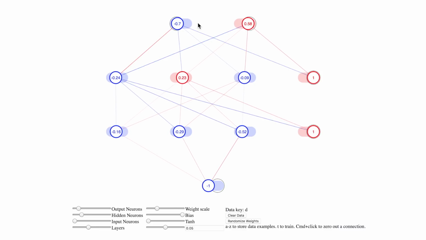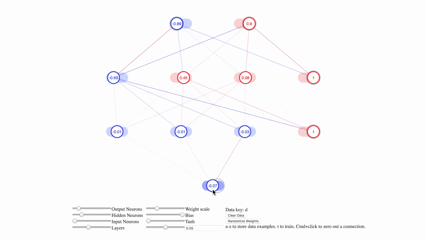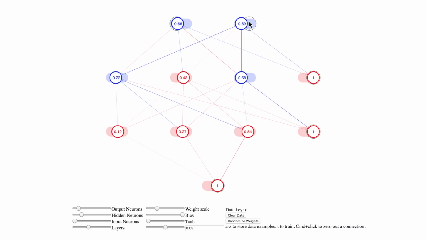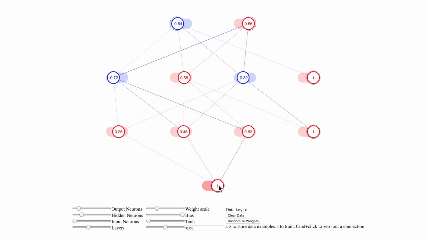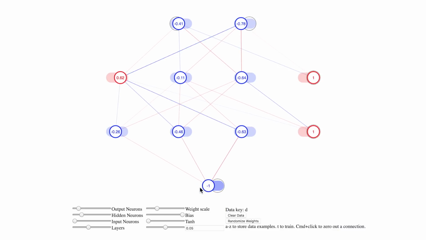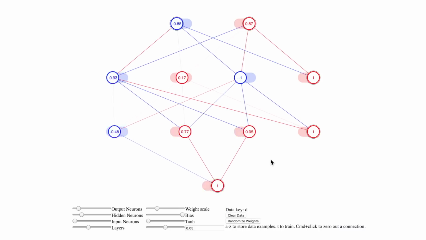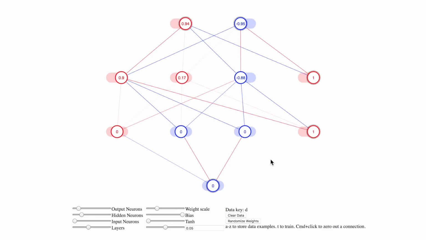I want it open, closed, and open. So we're sort of getting somewhere, but let's just train this thing. I don't have all day here, right? Let's just train this with those training examples by holding T. So it's looking pretty good here. So let's see how this thing works now.